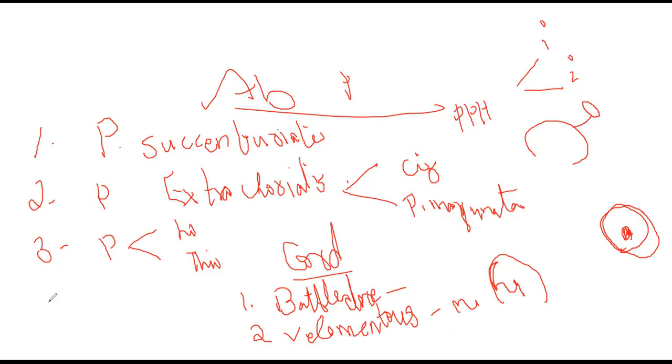So vasa previa is nothing but blood vessels that traverse the membranes over the internal os. For example, this is the presenting part, right? So at this area, the blood vessels can be seen, and the blood vessels and the membranes can be seen overlapping. This is known as vasa previa.